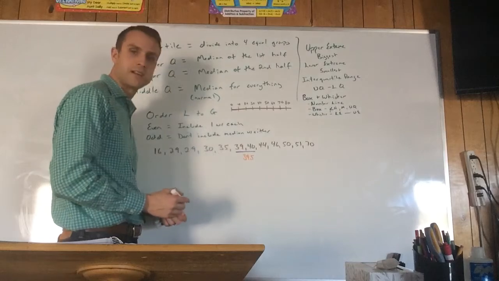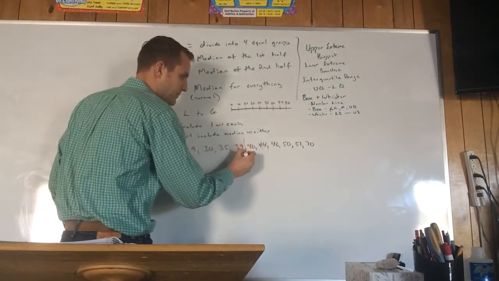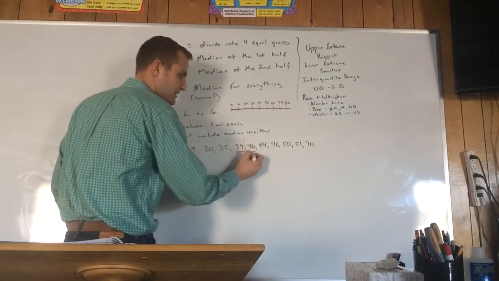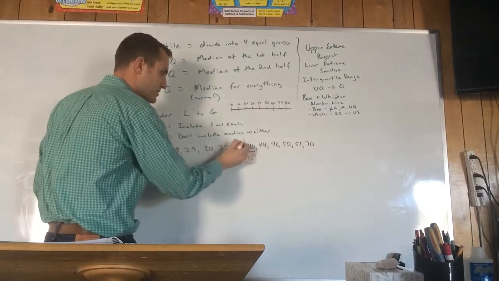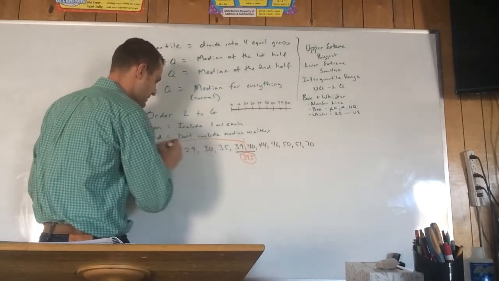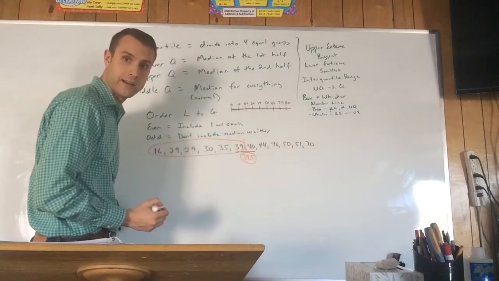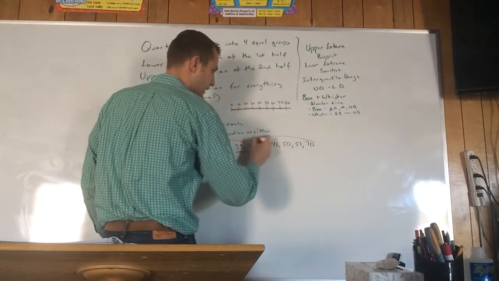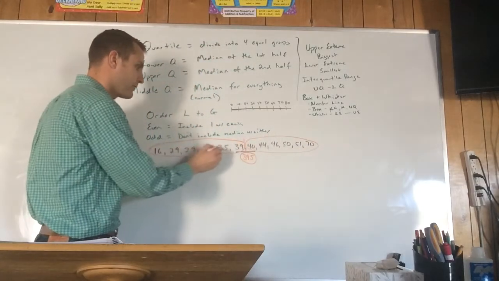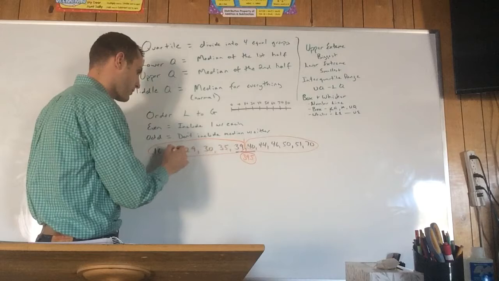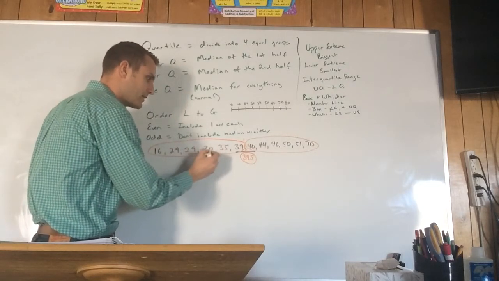For my lower quartile, since this is an even number of numbers, I can just split it right down the middle right here. This is my middle quartile, but I'm not going to use that. I'm going to ask, what is the median of these numbers? That is my lower quartile. And what is the median of these numbers? That is my upper quartile. So 1, 2, 3, 4, 5, 6. I have 6 numbers, so again I have 2 in the middle.